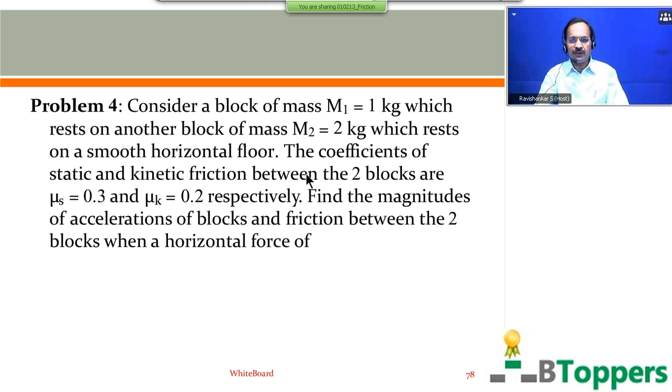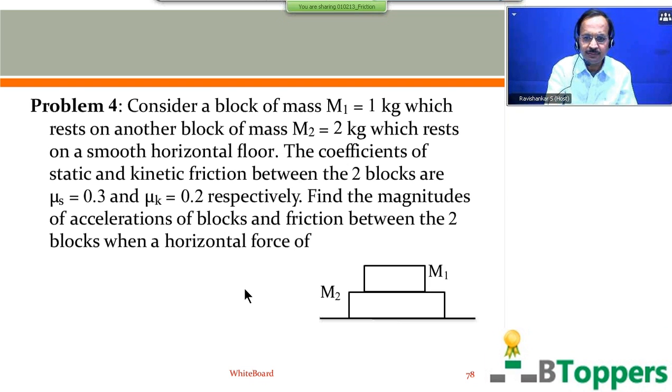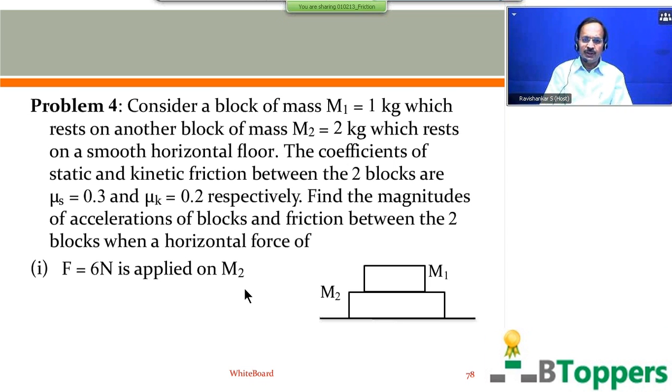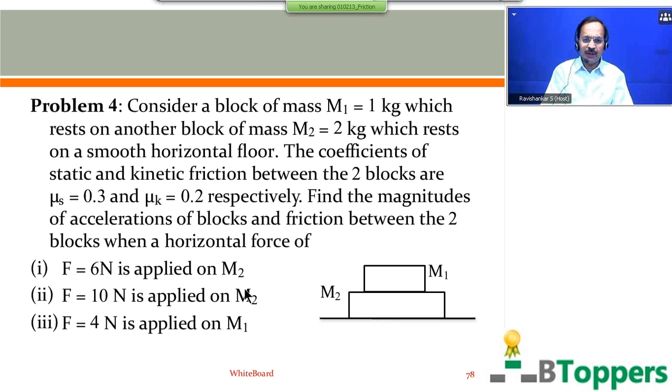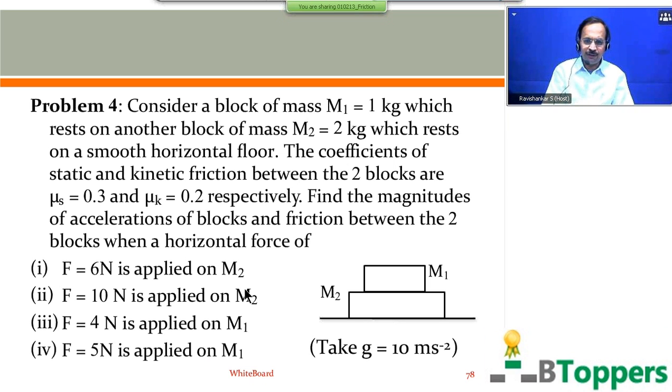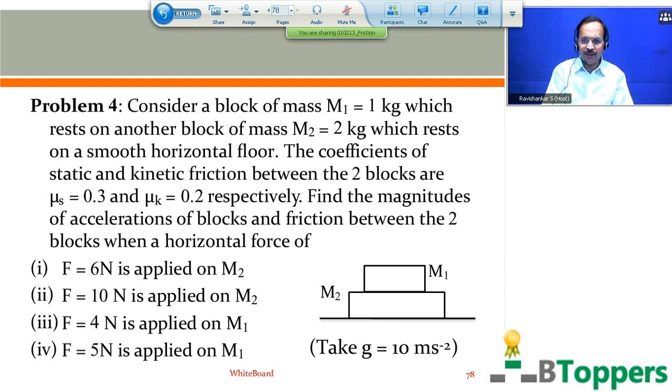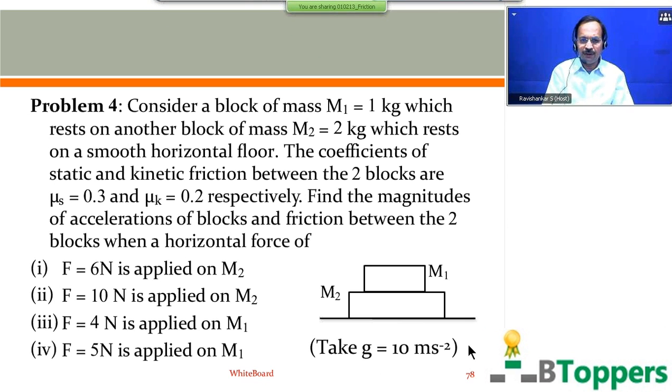The coefficients of static and kinetic friction between the two blocks are μs equal to 0.3 and μk equal to 0.2 respectively. Find the magnitudes of accelerations of the blocks and the friction between the two blocks when a horizontal force is applied. First part: 6 newton is applied on M2. Second part: F equal to 10 newton is applied on M2. Third part: F equal to 4 newton is applied on M1. Fourth part: F equal to 5 newton is applied on M1. You have to take g equal to 10 meter per second square. Copy down the information.